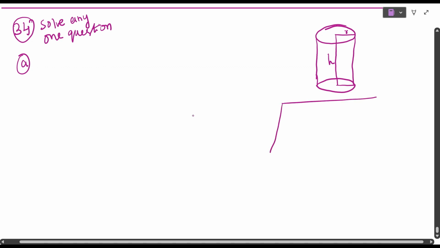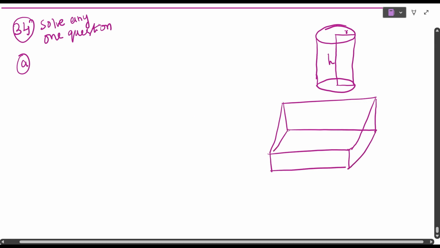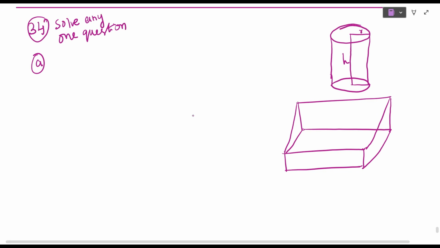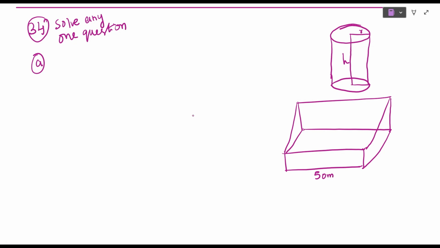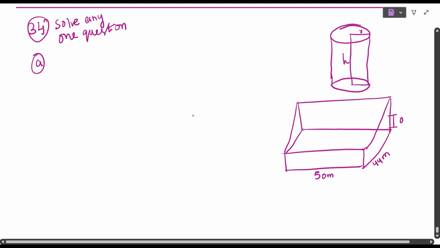And from this, water is flowing into a pond, and that is in the shape of a cuboid. Understood? You have to draw the diagram so that you can better understand, students. This is a pond. So length is 50 meters and the width is how much? 44 meters, and the height is 0.21 meters. What time will it take? They are asking. Okay.